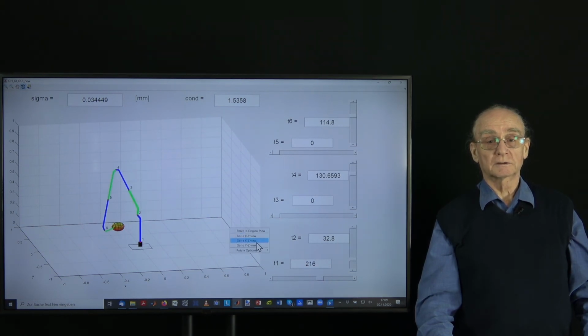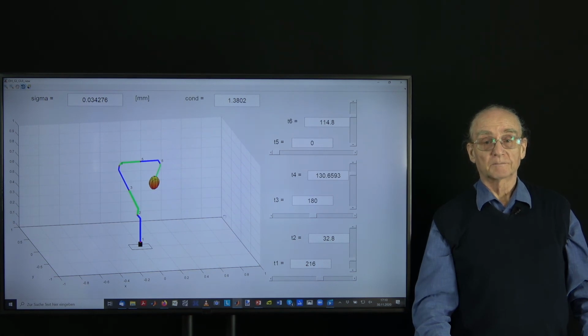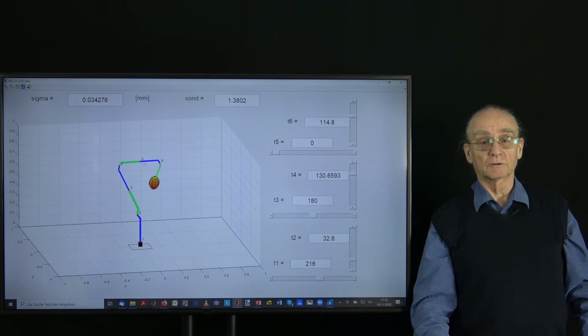Okay, now let's look at what happens if we rotate one of the other axes. So now we rotate around here. So now you will see we rotate around this joint. That means we have rotated around this axis. And we can rotate around this axis, which is now horizontal. Now let's see what happens.